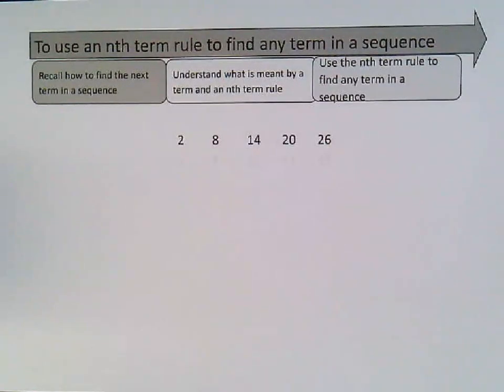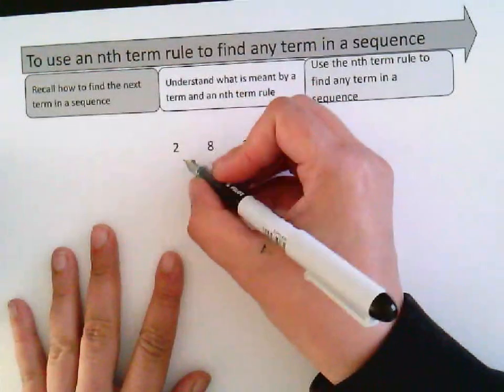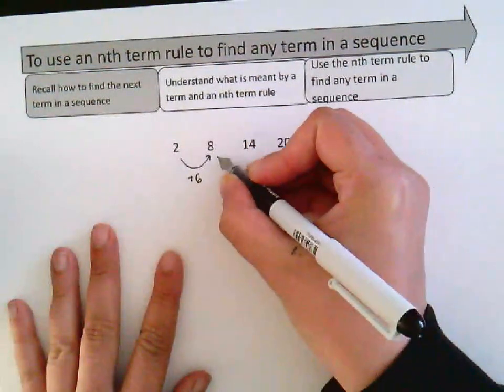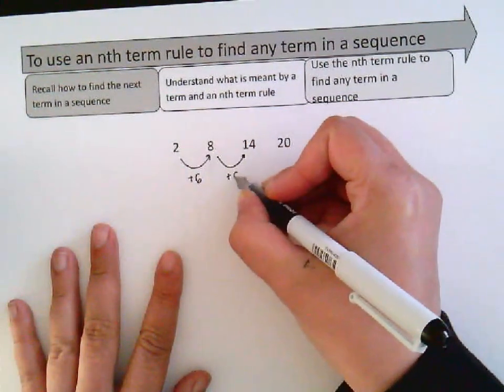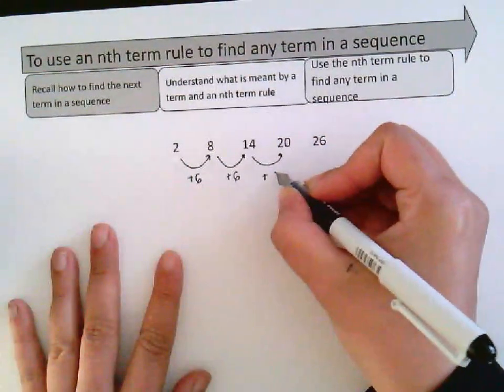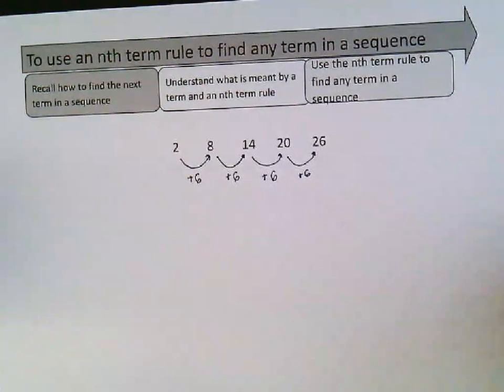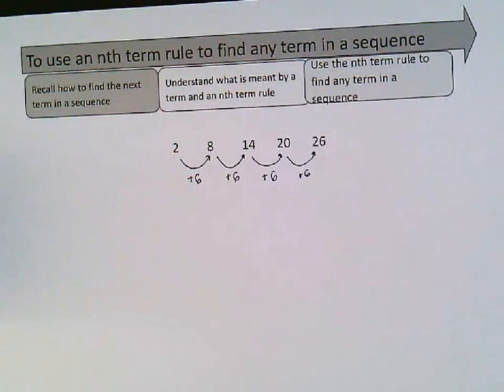So this is the sequence that I'm going to be looking at. First of all, I'm going to just check the difference to see if it is a linear sequence. So this is plus 6, and it is going up by 6 each time. If the difference is always constant, then that means that's a linear sequence. Now, which times table always has a gap of 6?